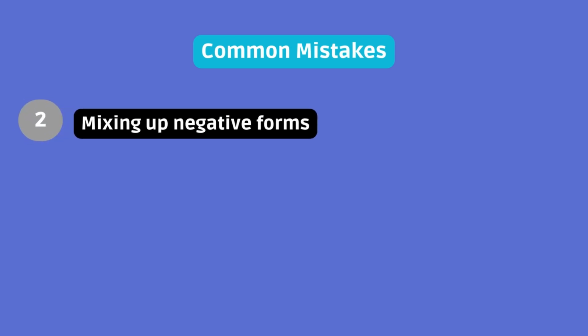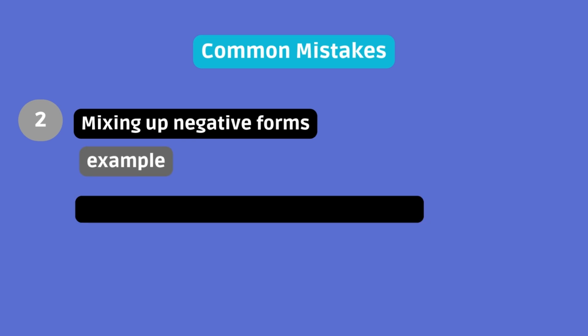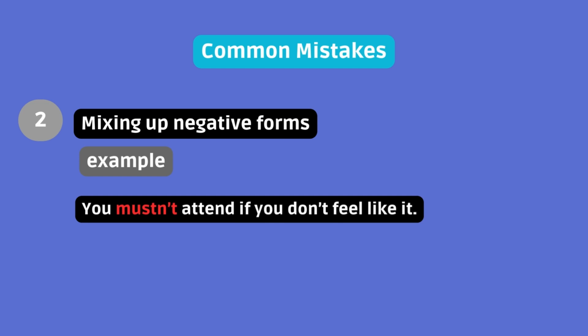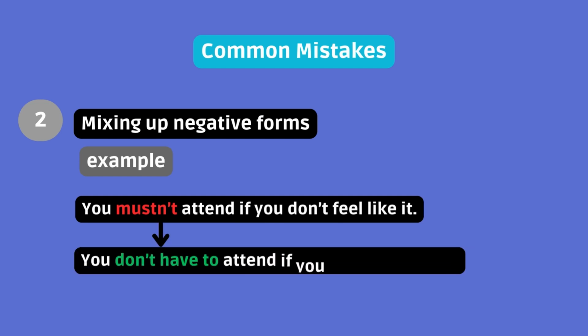Mixing up negative forms. Example, you mustn't attend if you don't feel like it. Should be, you don't have to attend if you don't feel like it. Mustn't means something is not allowed, while don't have to means it's optional. So even though many positive sentences can use must and have to interchangeably, when dealing with a negative, be mindful of the meaning. In the example, it's clearly an optional obligation, as the clause shows. So only don't have to fits here.